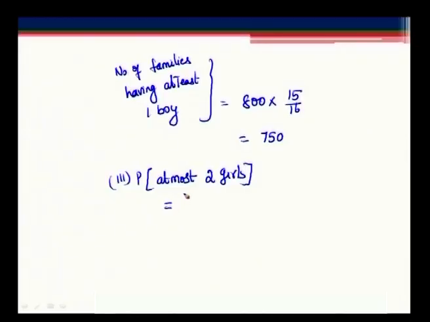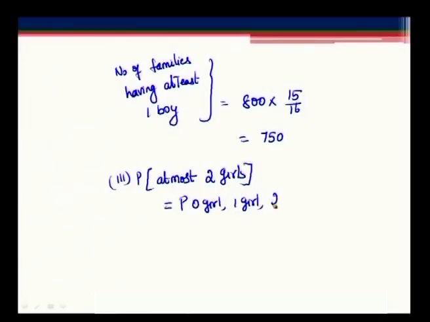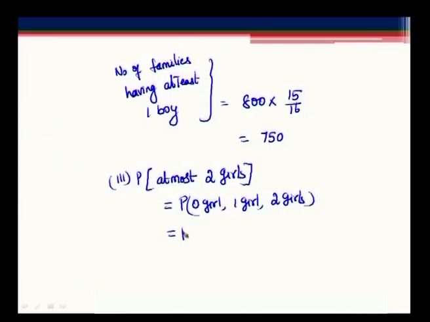So, what is that here? At most 2 girls means less than or equal to 2. That is 0 girls, no girl at all in the family, 1 girl and 2 girls. And convert this in terms of boys. The family is having 4 children. When there are 0 girls in the family, it means all the 4 are boys, and out of 4 children 1 is a girl, means the other 3 are boys.